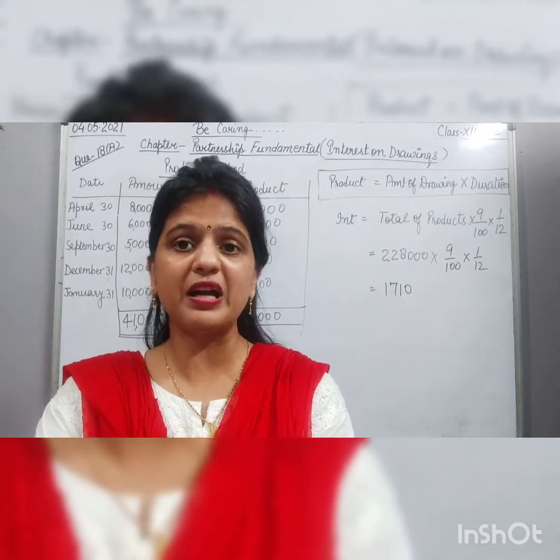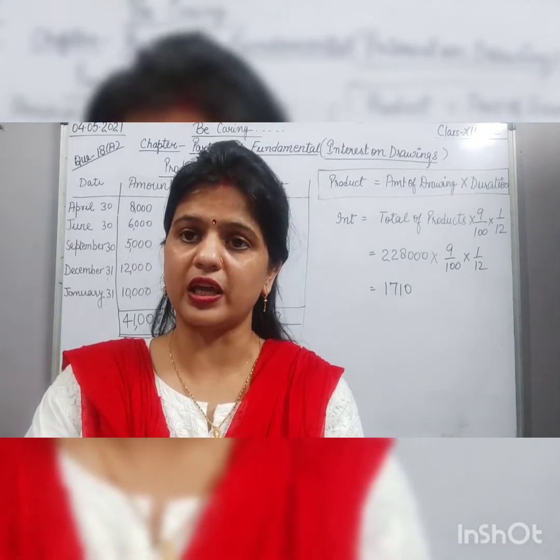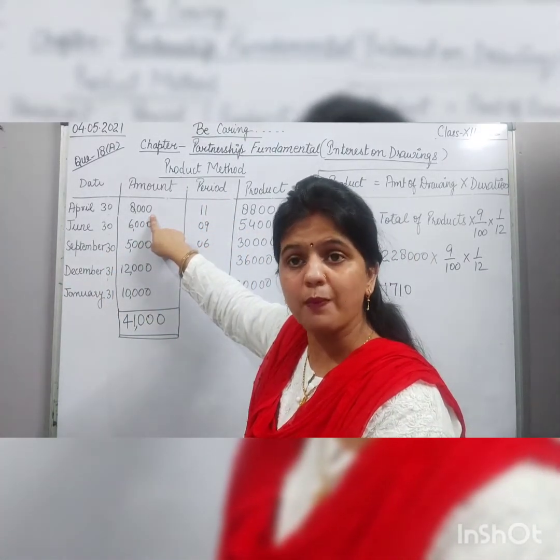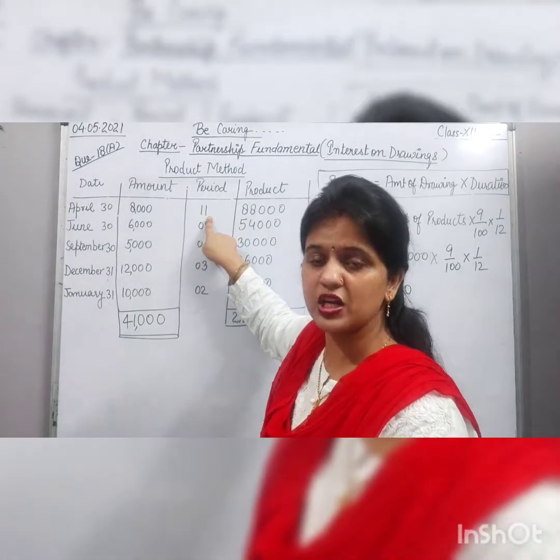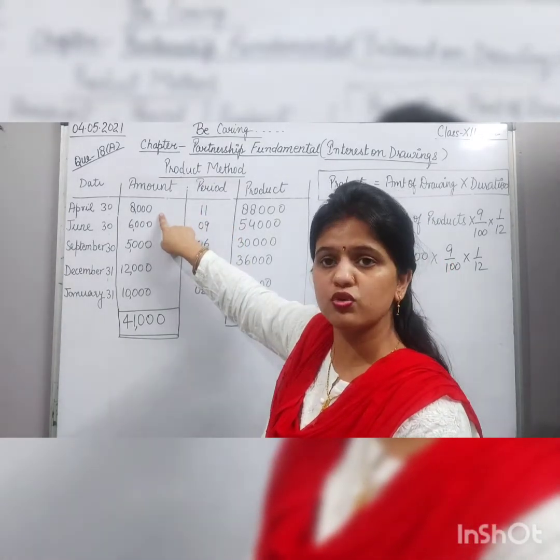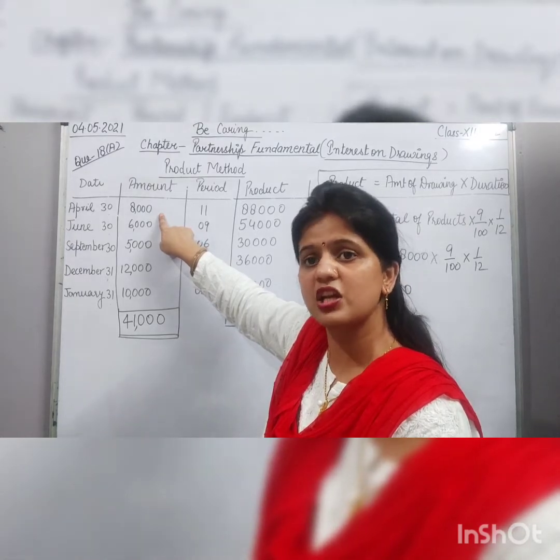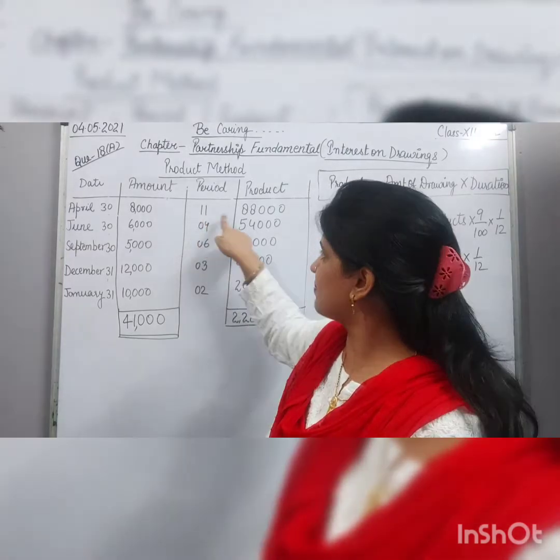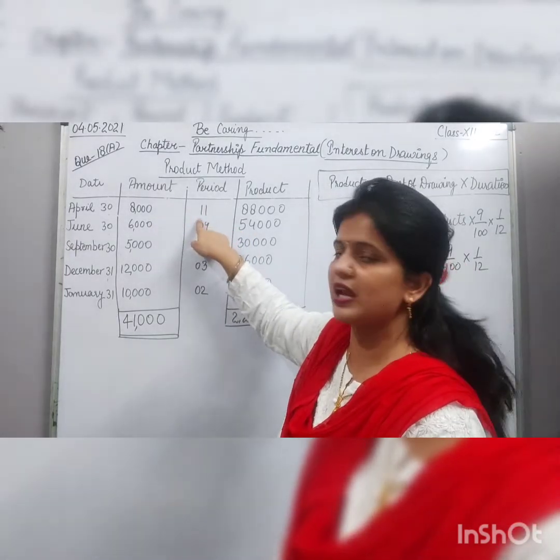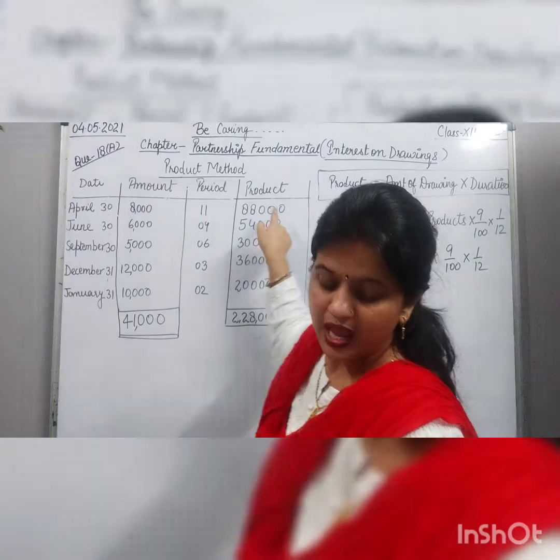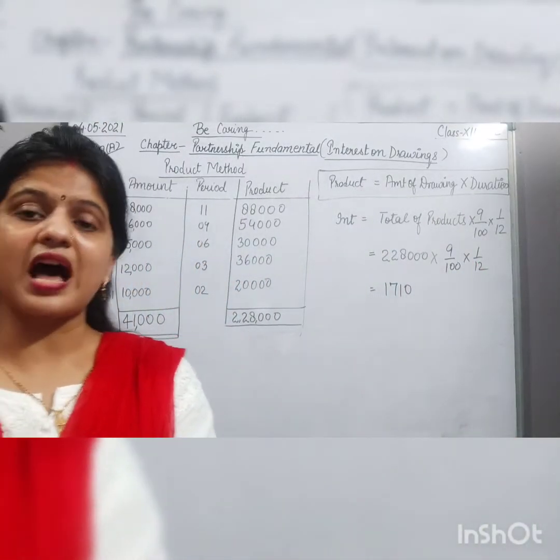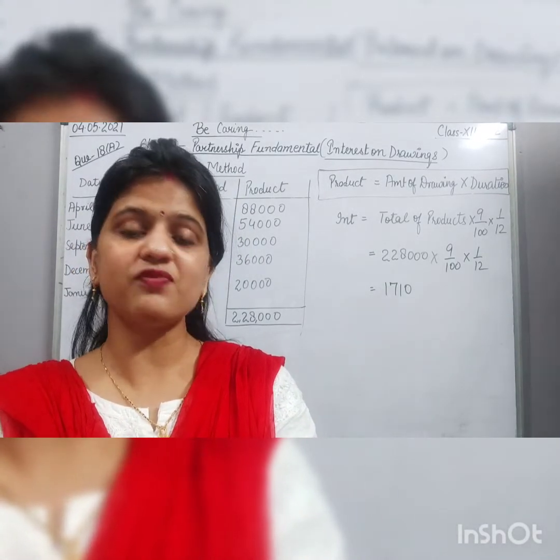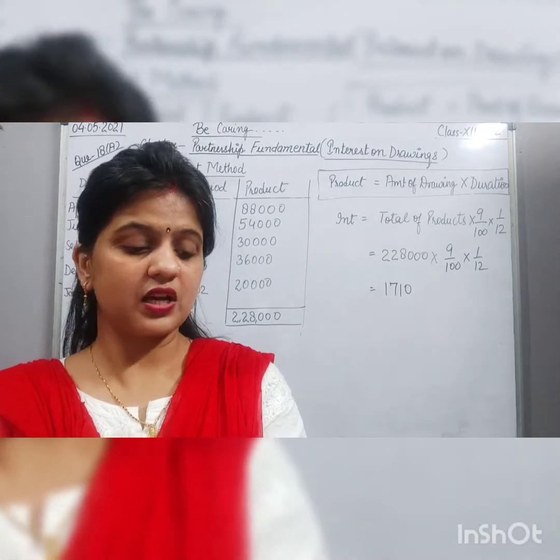How will the product be calculated? It will be computed by multiplying each drawing by its duration. Suppose 8,000 is the amount of drawing and the duration is 11. Then how will the product be calculated? By multiplying both of them: 8,000 into 11, and we get 88,000. Then thereafter the different products are added and interest is calculated on the total of products, arrived at for 1 month.